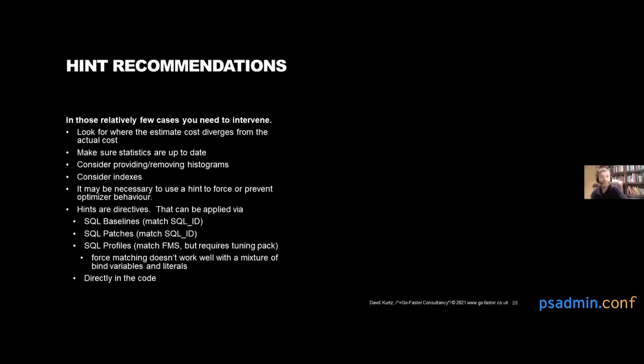So in the relatively few cases where you have to do this, you identify those cases really by looking where the estimated cost diverges from the actual cost. If you look at an execution plan with statistics level set to all, you get estimate and actual rows. And where those estimates diverge, that's where the optimizer made the mistake. There's no question, make sure the stats are up to date.